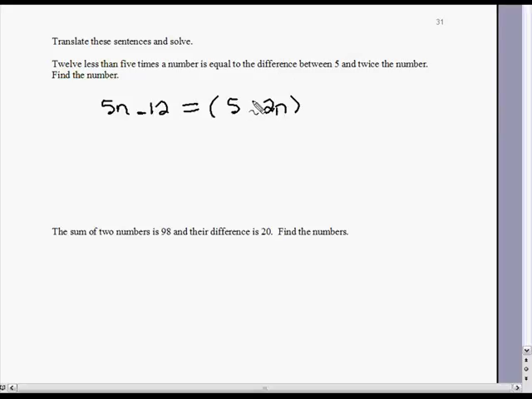The word difference means that you're going to subtract. These parentheses really aren't doing anything, but you generally won't know that till you're done setting up the equation. So put them in. We notice that n is on both sides of this equation, so we can add a positive 2n so that we get all the variables on one side.